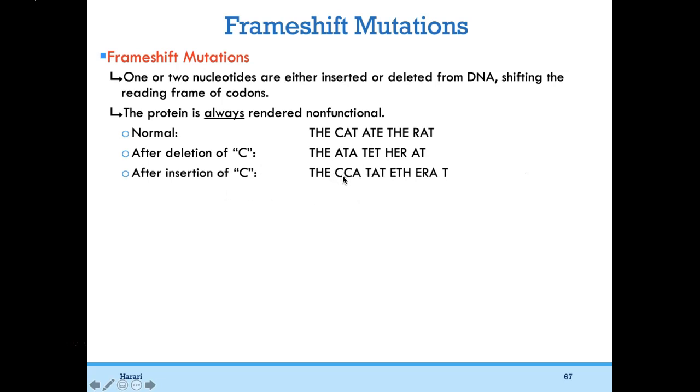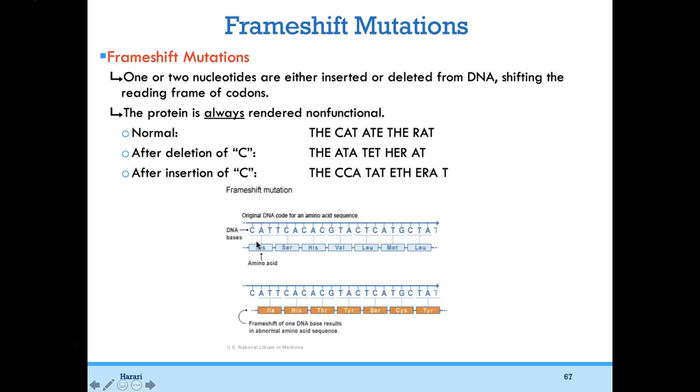If I even add a C, same idea. I'm ruining the rest of the sentence after I add in that C. I'm shifting over all the 3s. So that's what happens with a frameshift mutation, right?